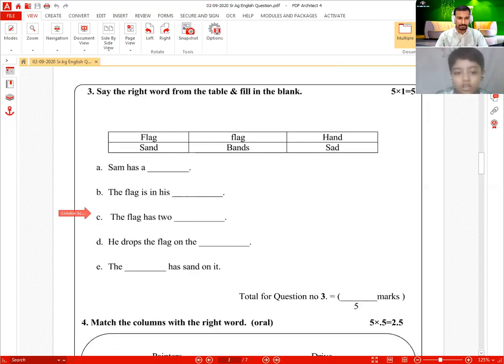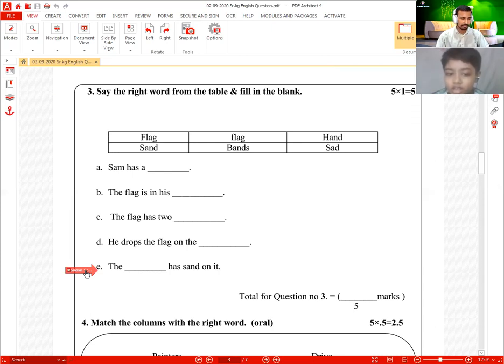Question number three now. Say the right word from the table and fill in the blank. You see some words are given here, right? You will use these in the fill in the blanks. Number A. Sham has a dash. Flag. Then next one. The flag is in his dash. And. Next one. The flag has two dash. Bands. Next one. He drops the flag on the dash. Sand. The dash has sand on it.